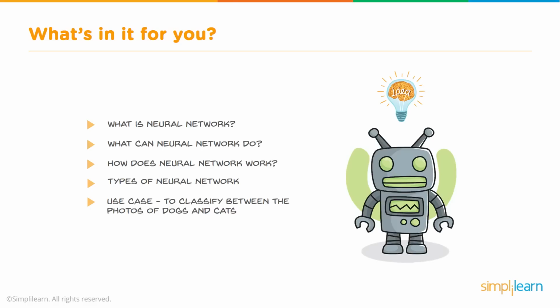What's in it for you? Well, today we're going to cover what is a neural network, what can neural networks do, how does a neural network work, types of neural networks, and then we're going to jump into a use case to classify between the photos of dogs and cats. And we'll do that on Keras with TensorFlow in the back, but it's a Python script, so that's always my favorite part, when we dive into the actual script.